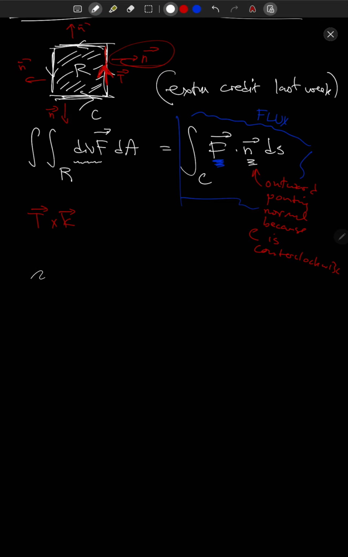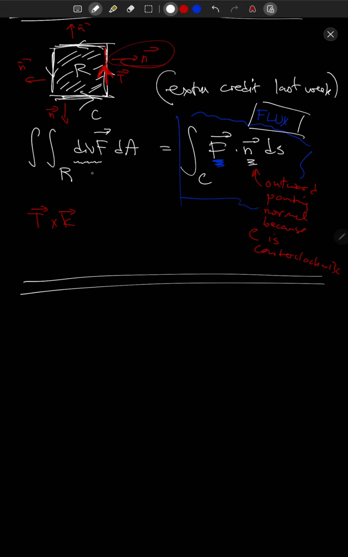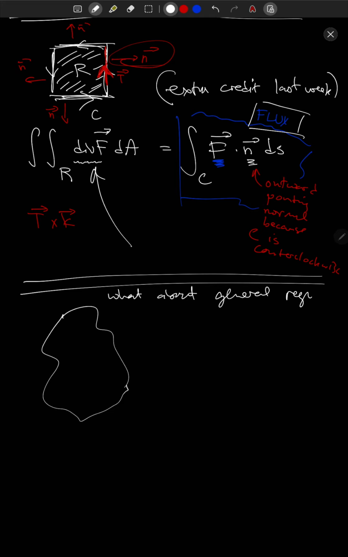Okay, now let's extend this to general regions, and then we'll go more deeply into how this idea of flux tells us about the meaning of this divergence F right there. Obviously we can't just restrict ourselves to working with rectangles. What about a regular region that looks like this? So what about general regions? Let's say we have a region R, the inside of this guy right here, and we have C as its boundary, oriented counterclockwise again.